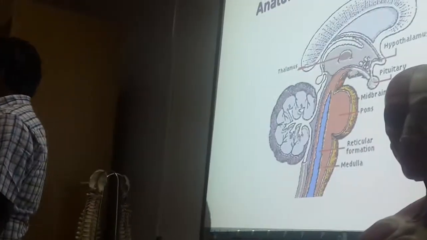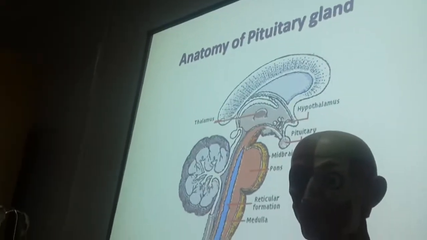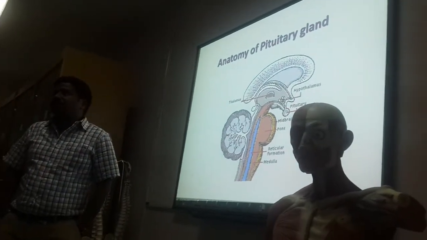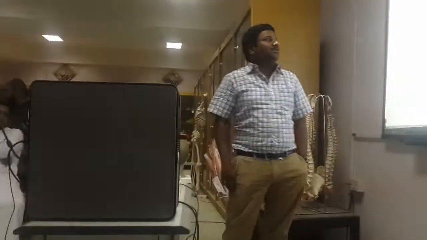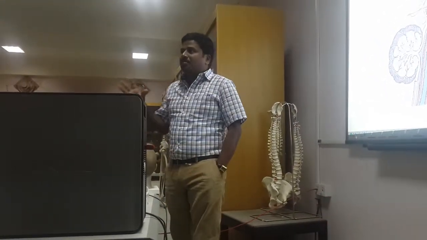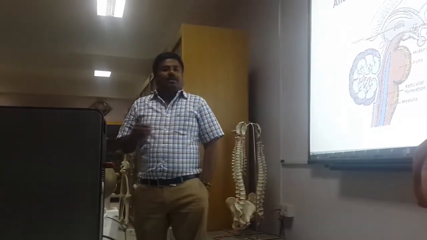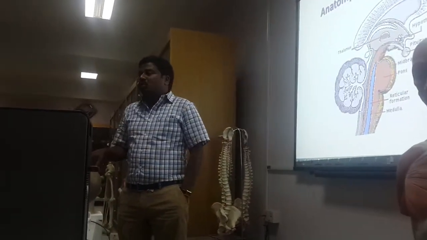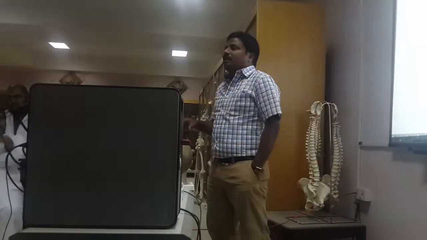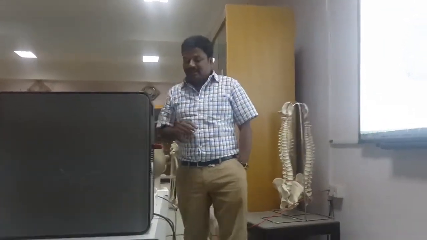It's also called the master gland, right? So we'll get into the details of the anatomy of the master gland, the pituitary gland. I hope you have a little idea about the pituitary gland, where it is situated. As this gland controls many of the other endocrine glands in the body, it is called the master gland.